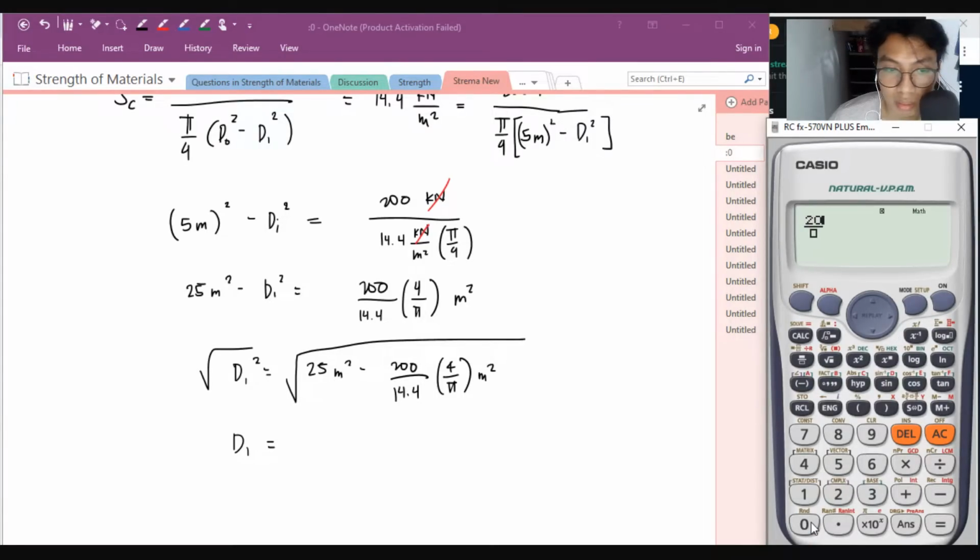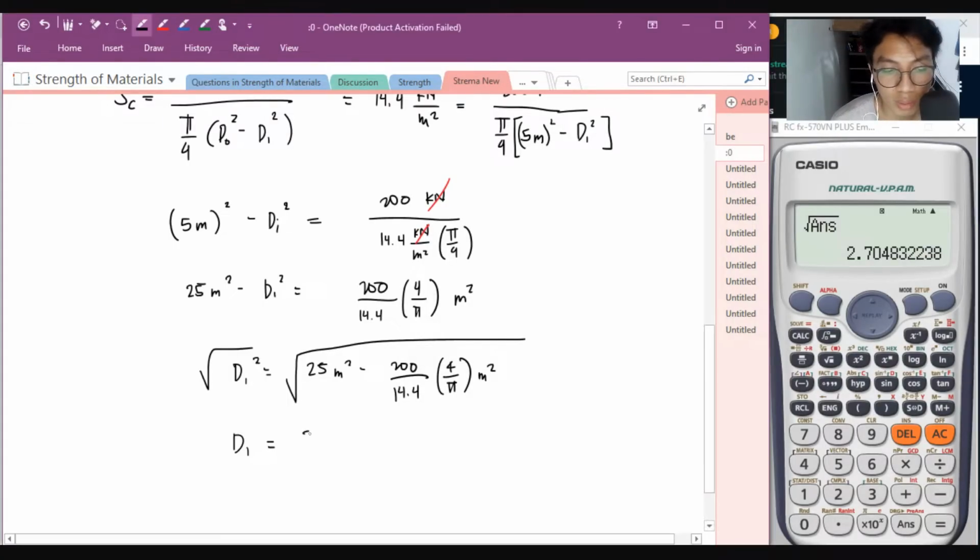So, this will become 25 minus 200 times 4, then divided by 14.4 times pi. The square root of the answer is 2.7048 meters. What will be the DO?